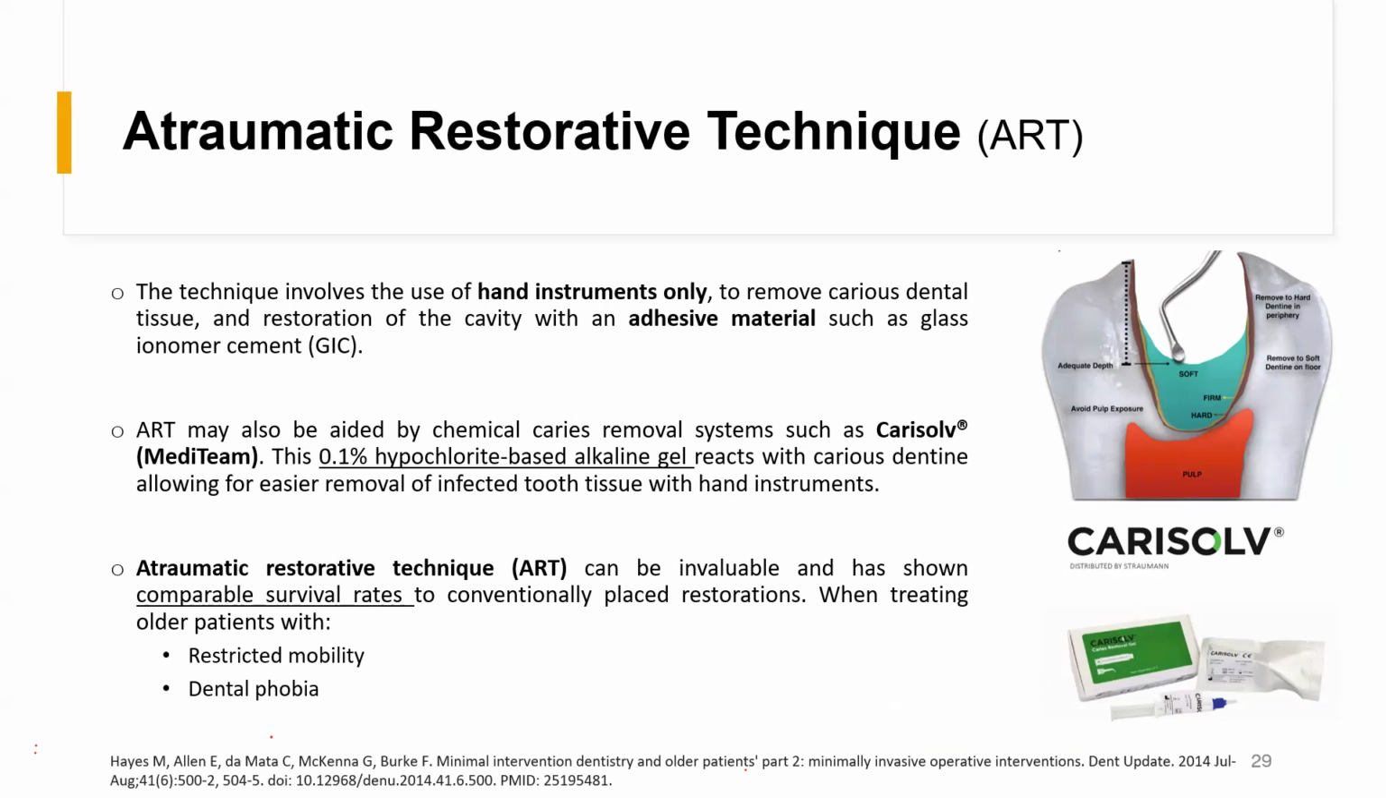Atraumatic restorative technique can use a chemical caries removal system like Cariosol. This system is composed of 0.1% hypochlorite-based alkaline gel that reacts with carious dentine, allowing for easier removal of the infected tooth tissue with a hand instrument. It usually works with a proteolytic function, meaning the mechanism of action is proteolytic. Okay. Atraumatic restorative technique has shown a comparable survival rate to conventionally placed restorations in older patients.